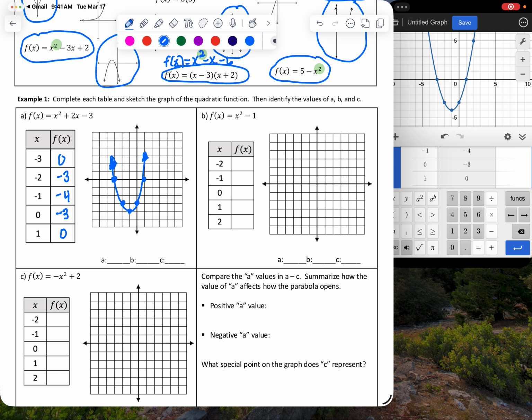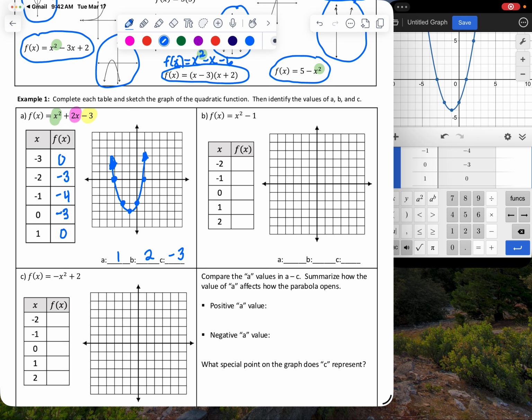plus 2x minus 3. Now, in this problem, the value of a is our coefficient of x squared. So if we look at the x squared, notice that our coefficient of x squared was a positive 1. Our b is the coefficient of x, which in this case is positive 2. And our c value is the constant term. In other words, the term without a variable. So in this problem, our c value is negative 3.